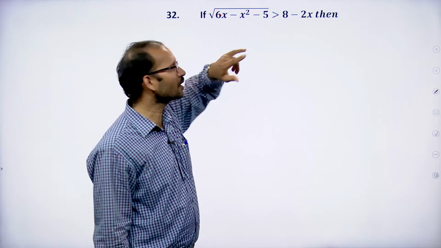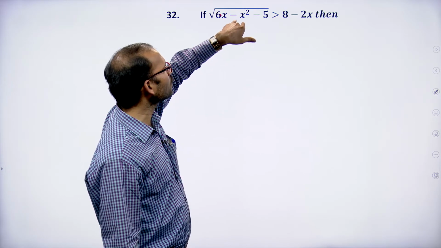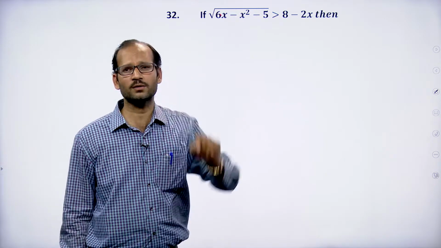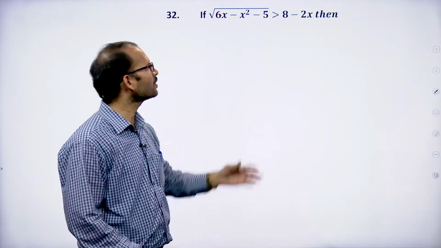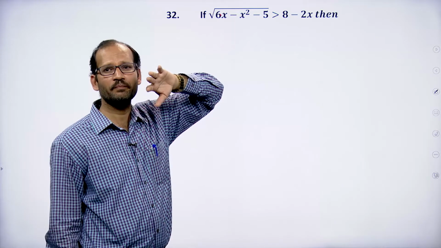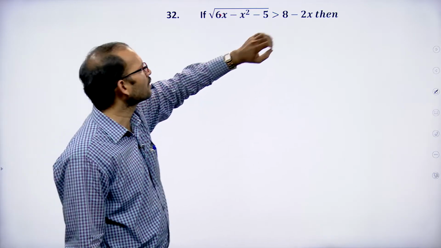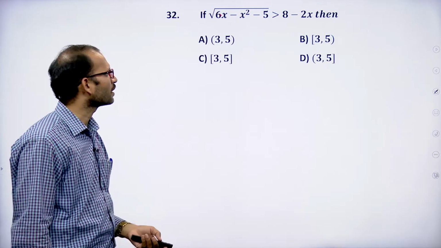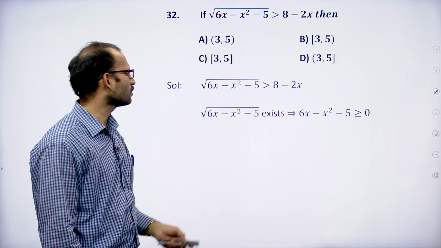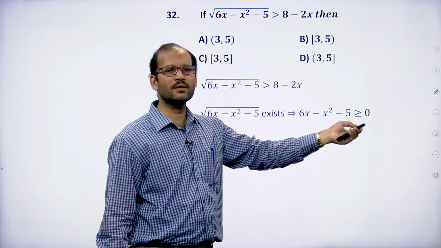That is one thing. Second thing is, we have to consider under root value must be greater than or equal to 0. So we have to consider the cases here in which under root value is greater than or equal to 0, and this can be positive, this can be negative. Okay, right. Let us see the solution. This exists whenever under root value is greater than or equal to 0.